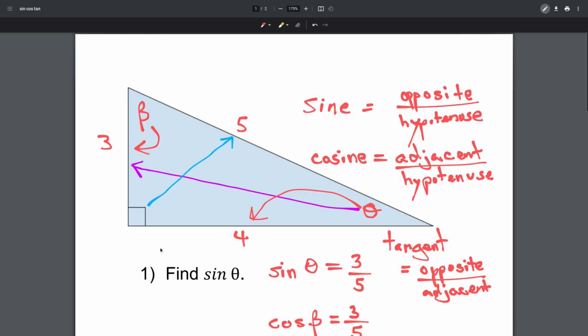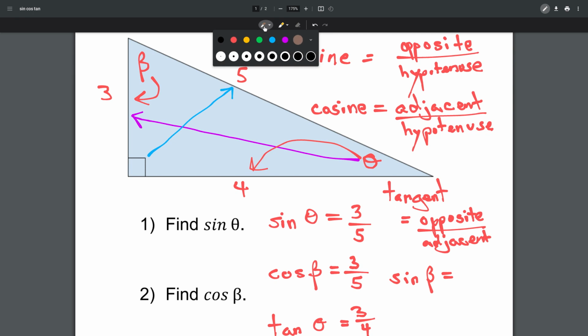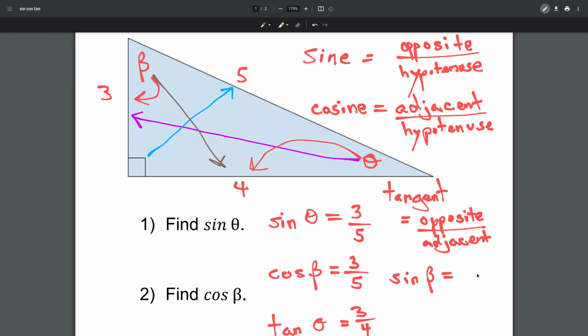Okay, we're also going to find the sine of beta. Try not to move around too much, sorry about that. So the sine of beta here. All right, so let's go to beta here. And we want to go to the opposite side, so we draw a line out, hit the other side, which is 4, over the hypotenuse, which is 5.